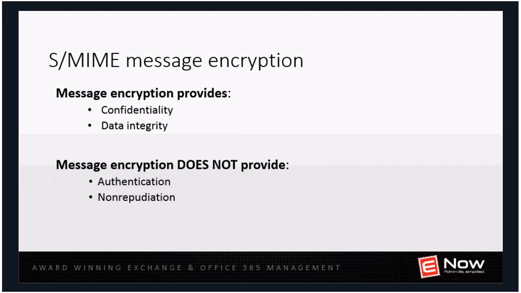S/MIME message encryption provides a couple of different features, however. It provides confidentiality. Obviously, messages are encrypted in transit over the internet. No one else would be able to read them. And then it provides data integrity. Those messages obviously can't be changed as they're in transit over the internet. The encryption does not, however, provide authentication or repudiation.